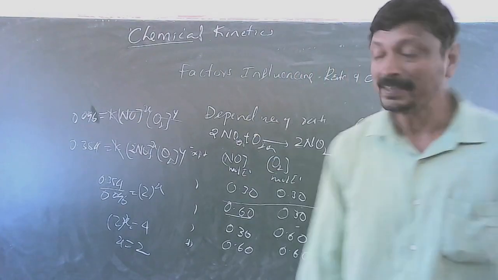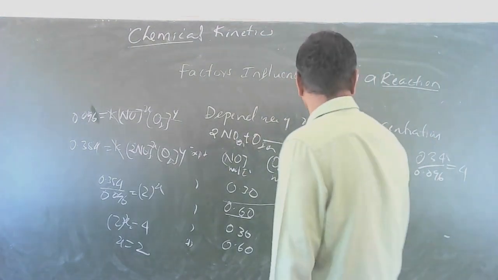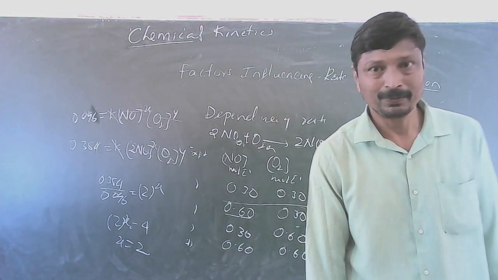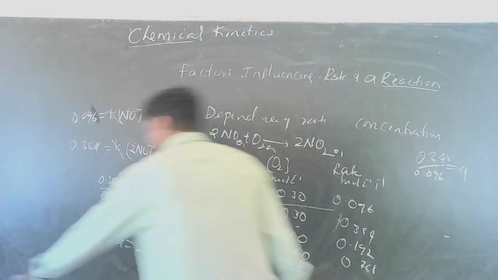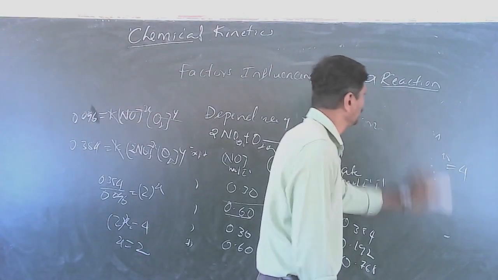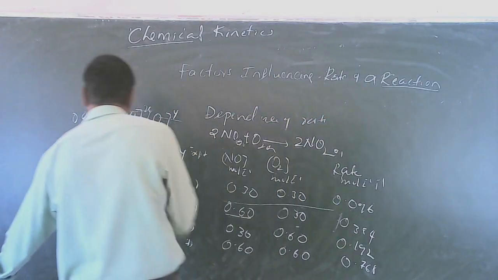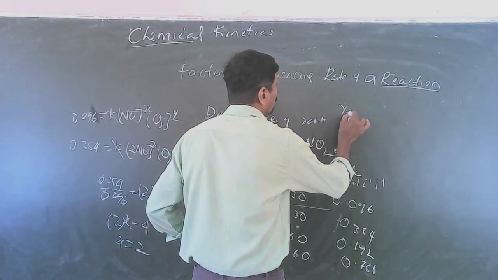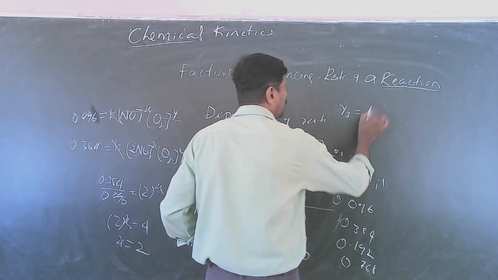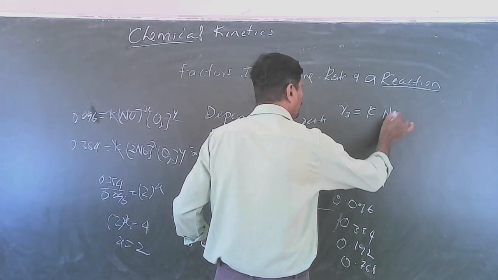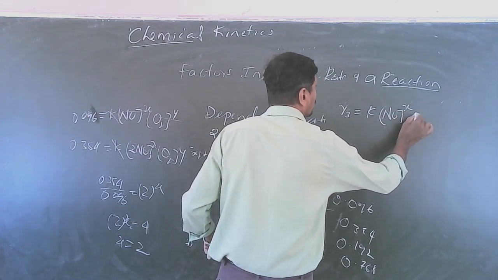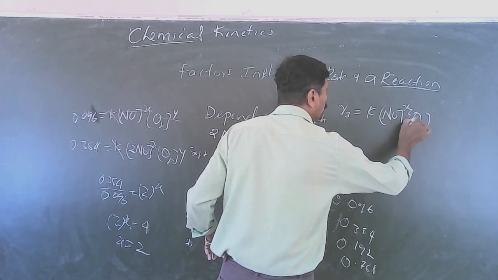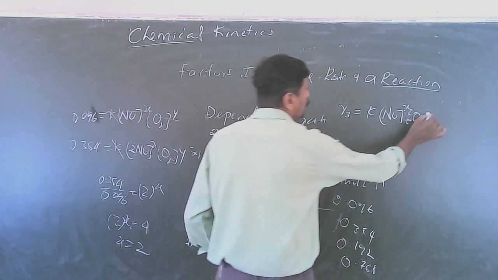Therefore, X in this expression is equal to 2. Now look at the second one. R1 we know. R3 is equal to K times the molar concentration of NO raised to X and the molar concentration of O2, which you have doubled, raised to Y.